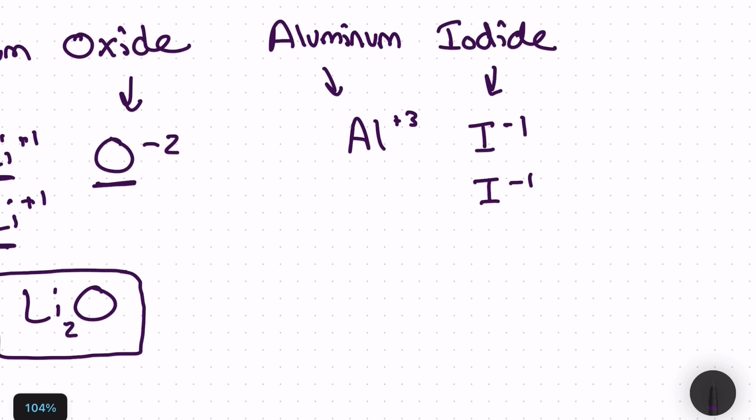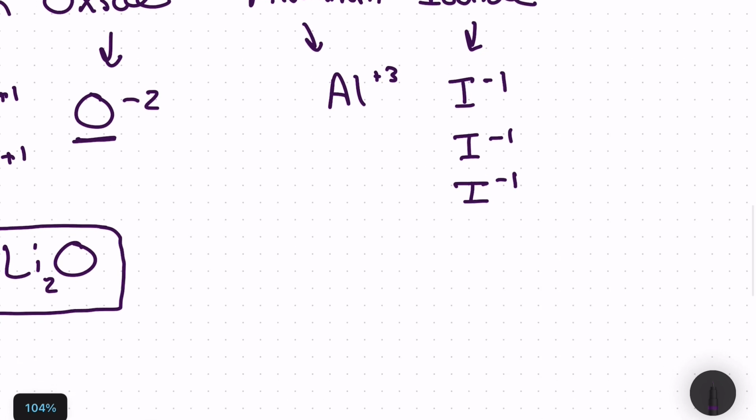Now we have -2 on the right side. That still doesn't balance out. So we're going to add a third iodide, or a third iodine with a -1 charge. Now this balances out. So we can move on to step 4. We're going to write our symbols together, which is Al followed by an I. And step 5, we're going to count the ions.